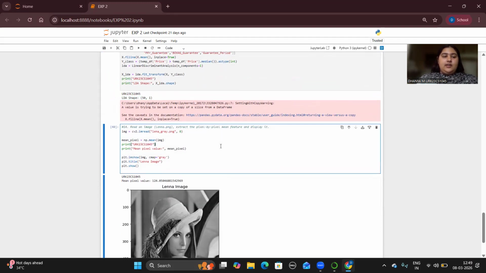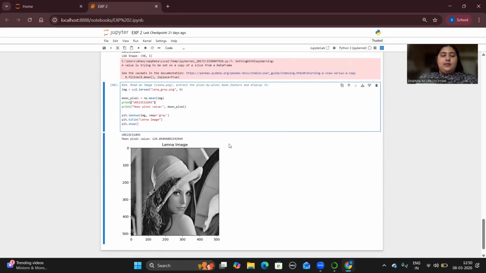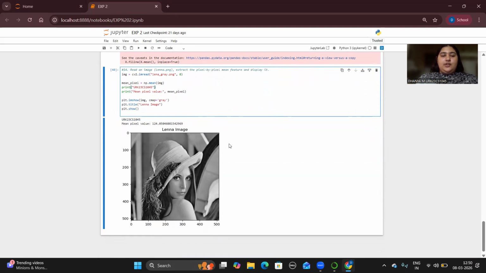And for the last question, images are made up of pixels and each pixel has an intensity value. In this step, the image lena.png is read into the program. Pixel values of the image are extracted. The mean of all the pixel values is calculated. The mean pixel value represents a simple image feature. Image feature extraction is useful in image processing and computer vision tasks.